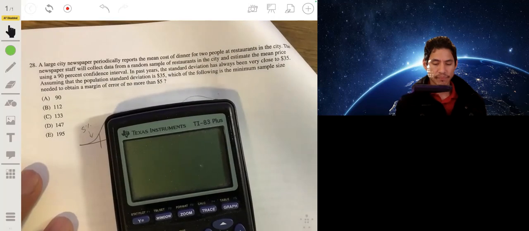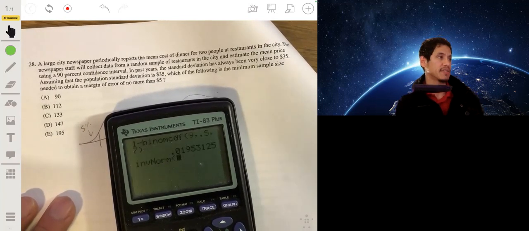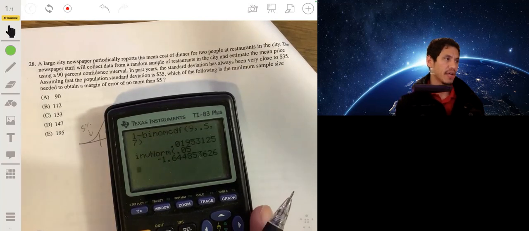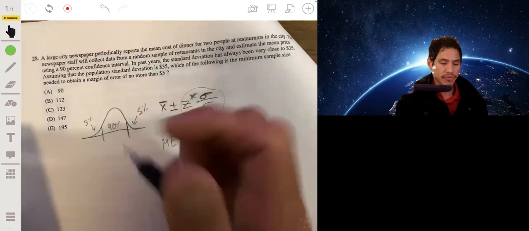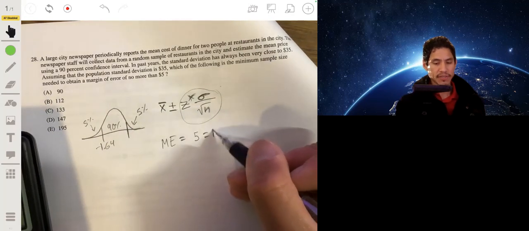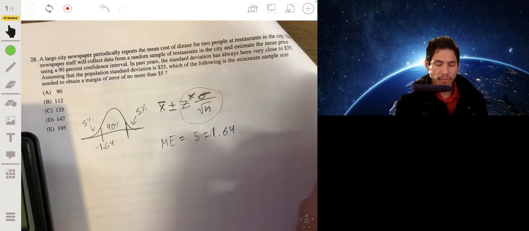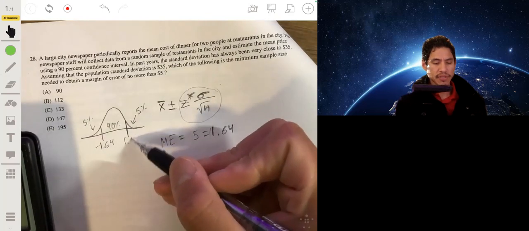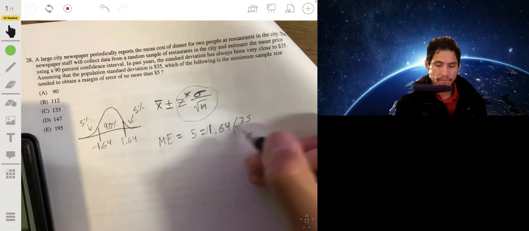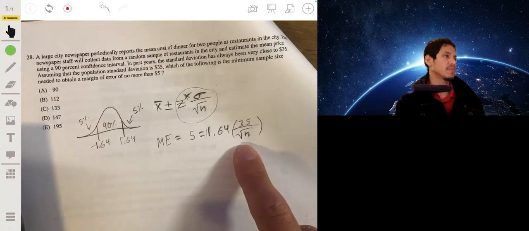You can use your calculator and go to the inverse norm function, and all you type is the area to the left of it. That's going to be 0.05, and that'll give you your Z star value, negative 1.64. It doesn't matter that it's negative, so let's make it positive. Remember, it's symmetrical, so this one will be 1.64. Now, the standard deviation we're told is 35, and we're going to solve for n.